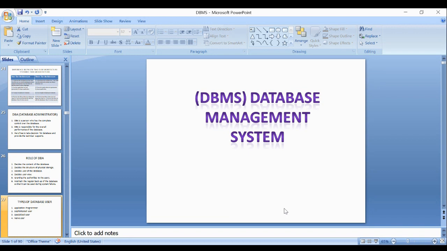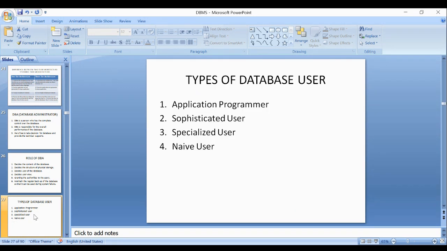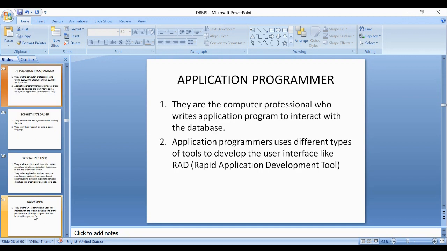Today, I am going to continue DBMS from where I had left. Today, I am going to continue from types of database user. There are four types of database user: application programmer, sophisticated user, specialized user, naive user.